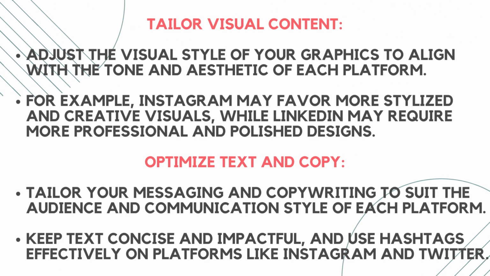So tailor visual content. Adjust the visual style of your graphics to align with the tone and aesthetic of each platform. For example, Instagram may favor more stylized and creative visuals, while LinkedIn may require more professional and polished designs. Optimize text and copy. Tailor your messaging and copywriting to suit the audience and communication style of each platform. Keep text concise and impactful, and use hashtags effectively on platforms like Instagram and Twitter.